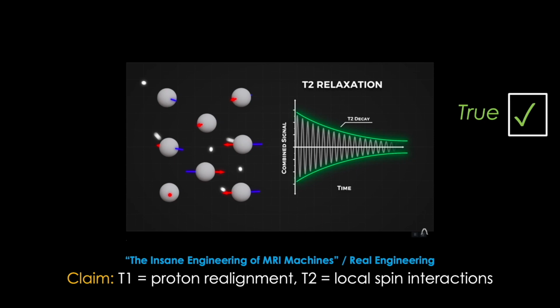True. I think this is as succinct and accurate of a statement you can make for an introductory video, but just remember that T1 and T2 are not actually two different signal types. The machine only sees one signal, and that is T2 decay. T1 and T2 are physical properties of tissue that affect our signal.